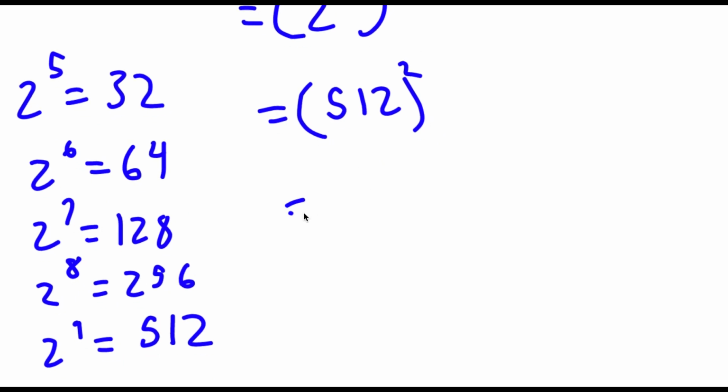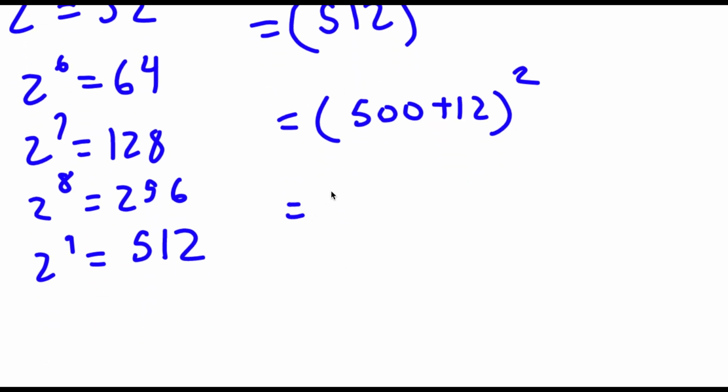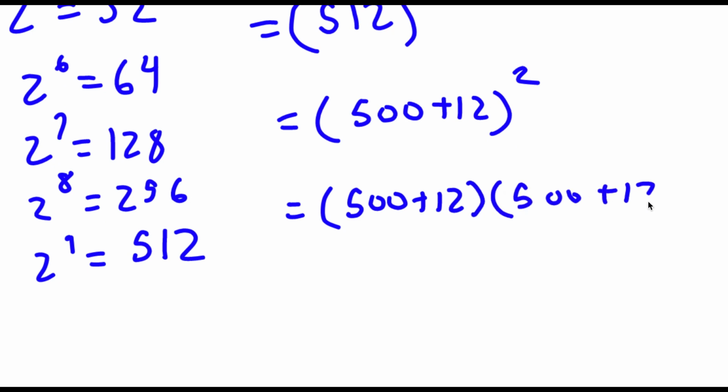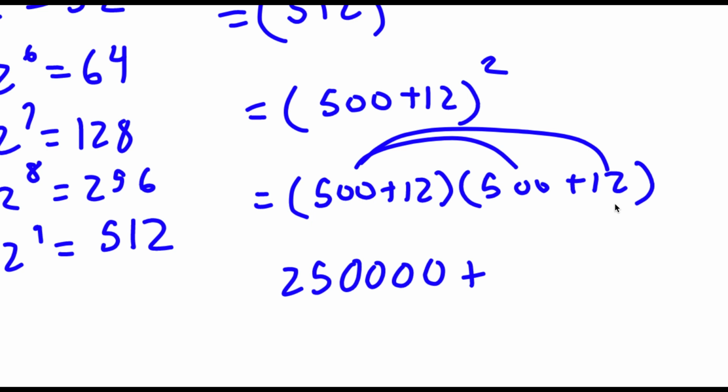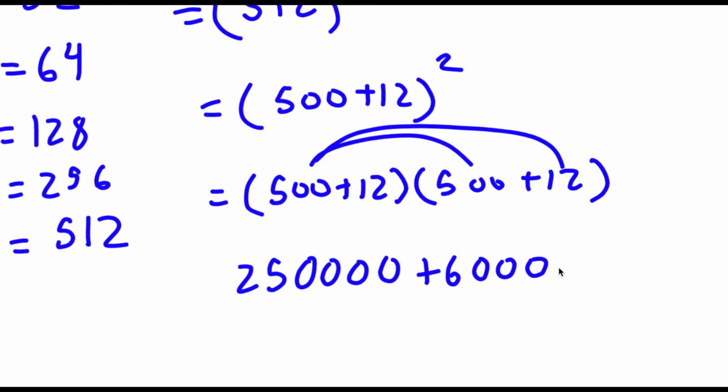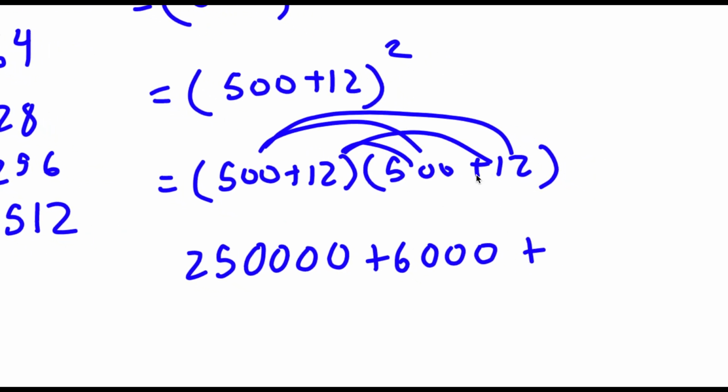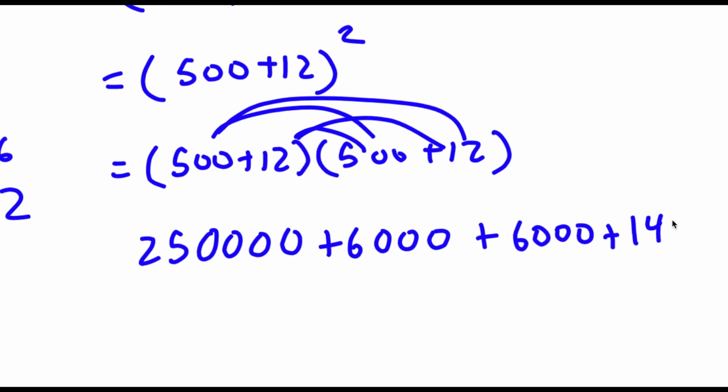So now, to solve this, I'm going to rewrite 512 as 500 plus 12, squared. So now I have 500 plus 12 times 500 plus 12. So I'm first going to distribute 500, so I have 500 times 500, which is 250,000, plus 500 times 12, which is going to be 6,000. Now I have this plus 12 times 500, which is 6,000 again, plus 12 times 12, which is 144.